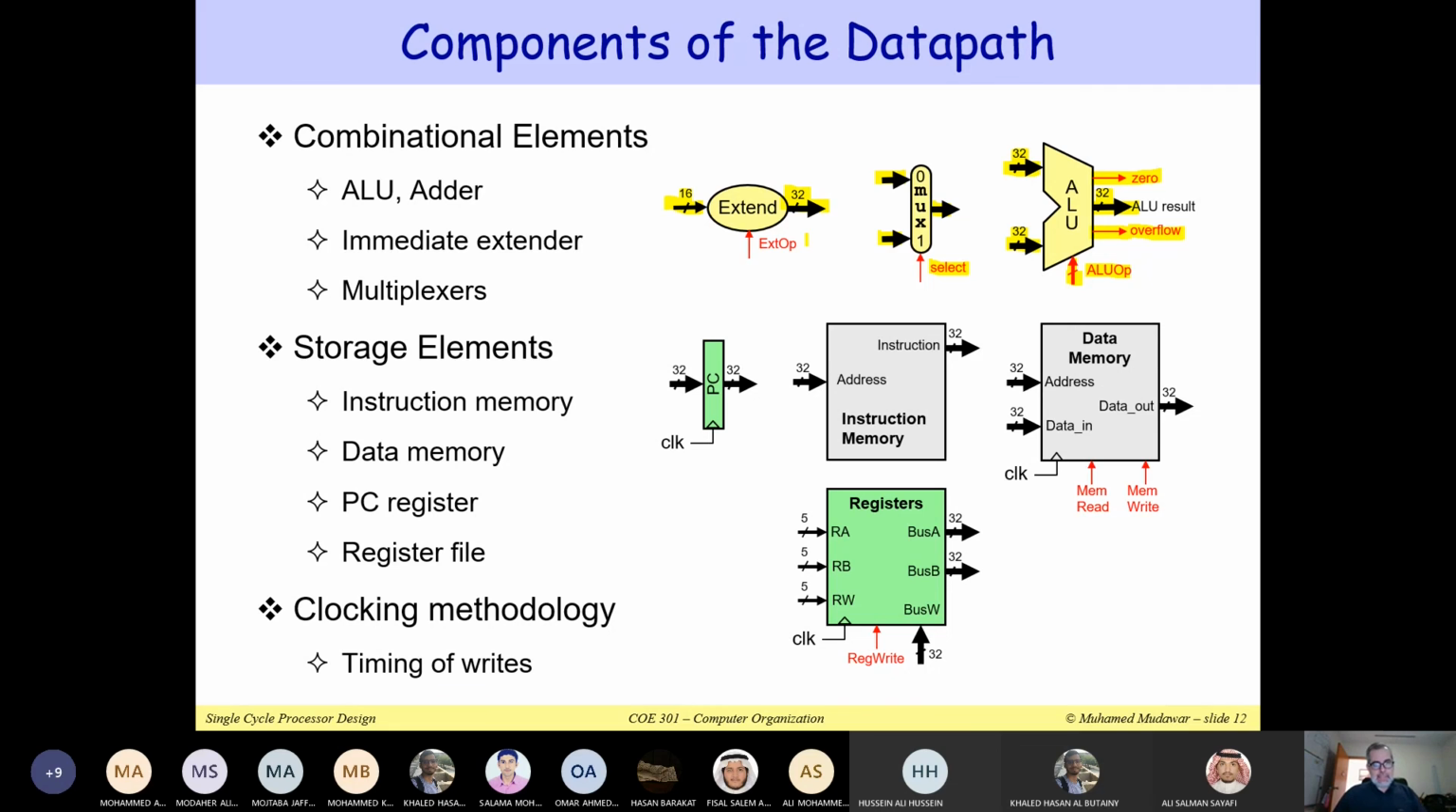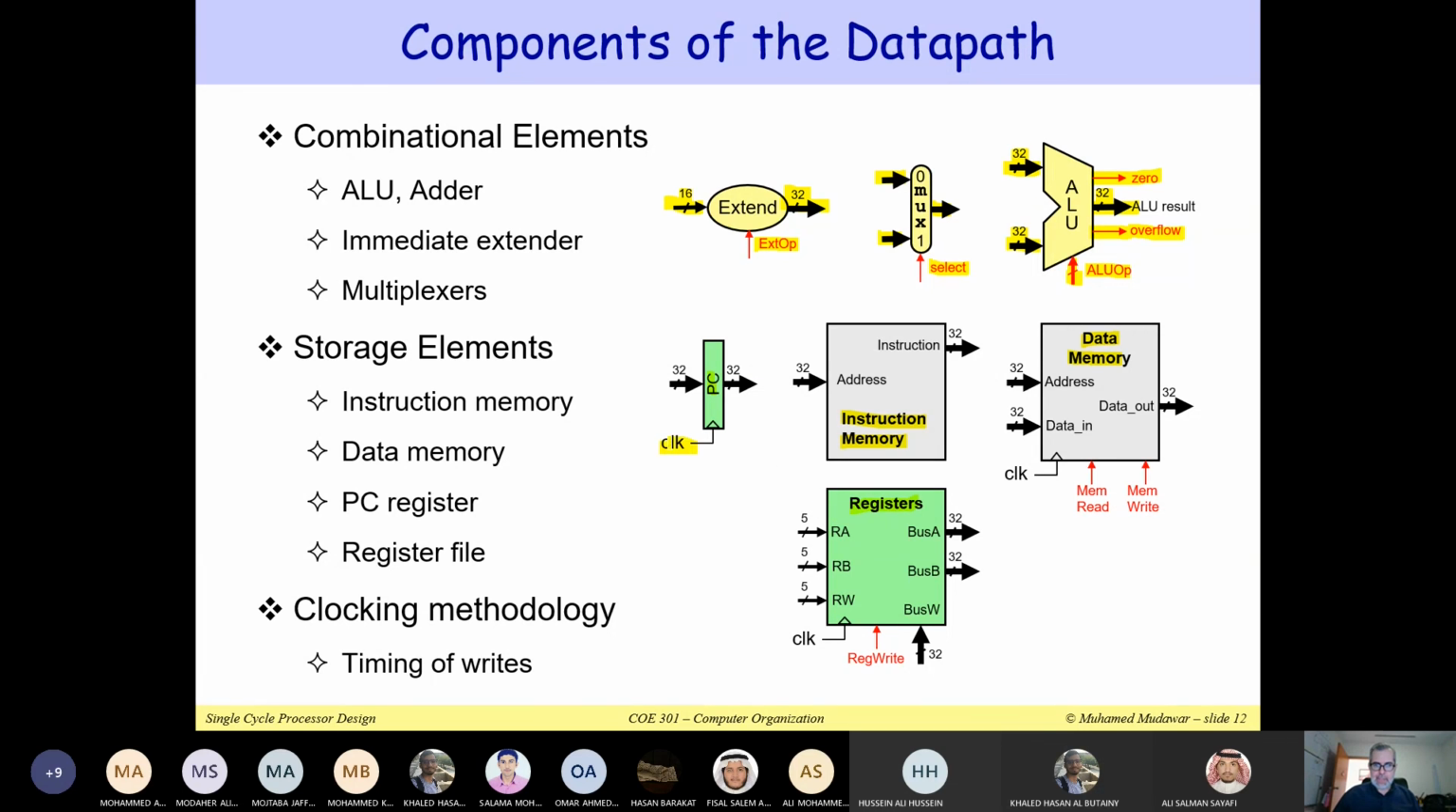We can control this extender. We can actually use it for zero extension, or we can use it for sign extension according to the sign bit of the 16-bit immediate. The storage elements are shown here. Instruction memory, we have data memory, we have the PC register, which is shown here. We have the register file.